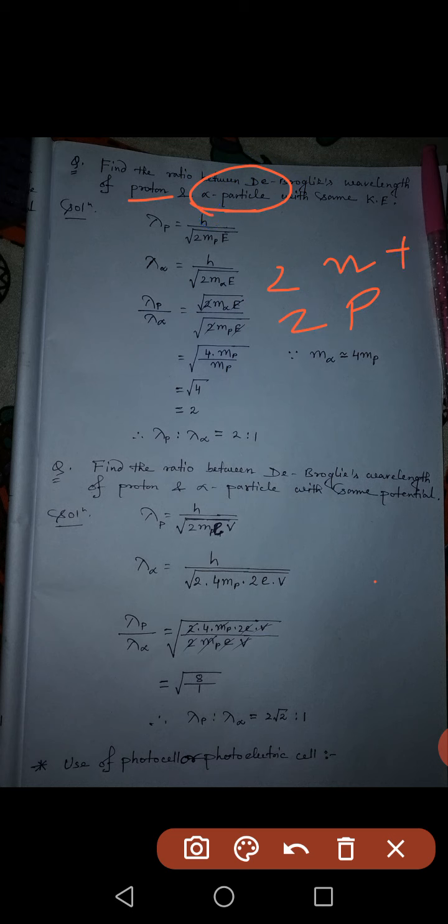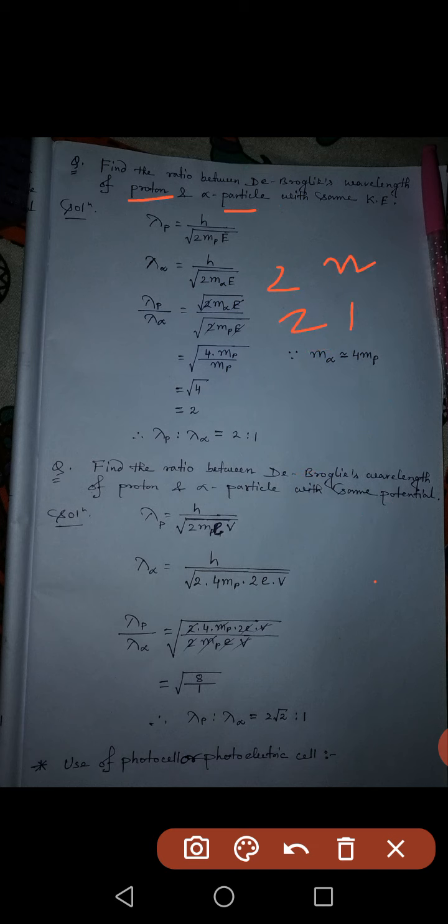Now the question is, if there are 2 neutrons and 2 protons, what is the mass of the alpha particle? Remember that in kg the mass of neutron and mass of proton are nearly equal. So we can say that the mass of alpha particle is equal to 4 times the mass of proton, because 2 neutrons and 2 protons is nearly 4 protons. So this is the concept that we have to use in this sum. Okay, so how to solve now?